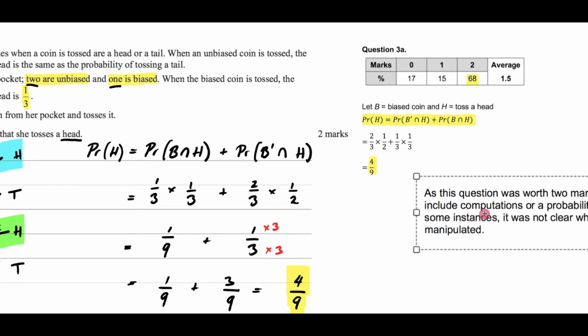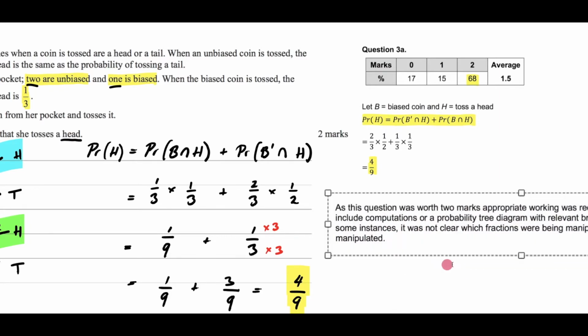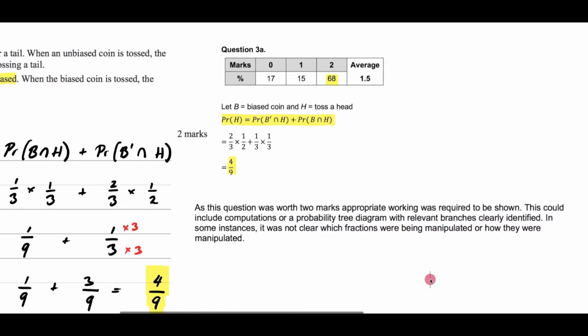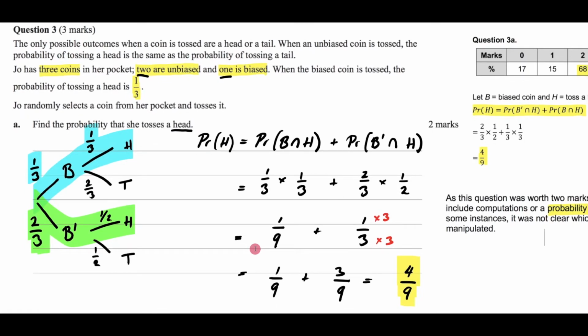Let's look at the little comments that VCAA has provided us here. They say, as this question was worth 2 marks, appropriate working was required to be shown. This could include computations or a probability tree diagram. That's what we did, with relevant branches clearly identified. In some instances, it was not clear which fractions were being manipulated or how they were manipulated. So just be very clear with your working out. A tree diagram is always helpful in these scenarios.